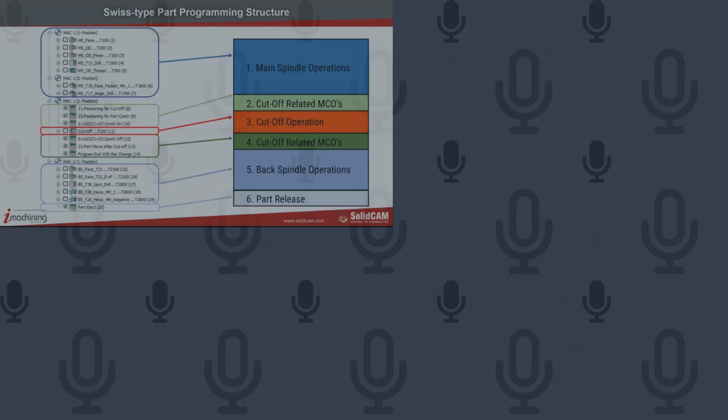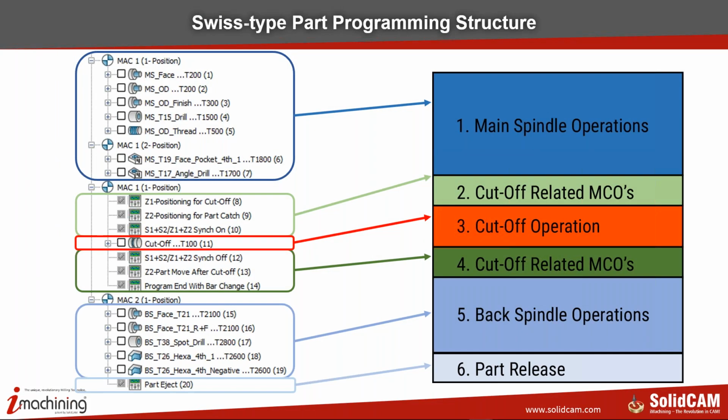He presented this picture where we can basically see the part programming structure on the Swiss type, where he made the very first point in his presentation, that was creating operations, done completely on a main spindle. So in today's webinar, we will make a part programming where we will show the cutoff operation and also MCO cycles related to the cutoff. Then we will make operations of the back spindle. We will show you a little bit of channel synchronization, part release, and so on.